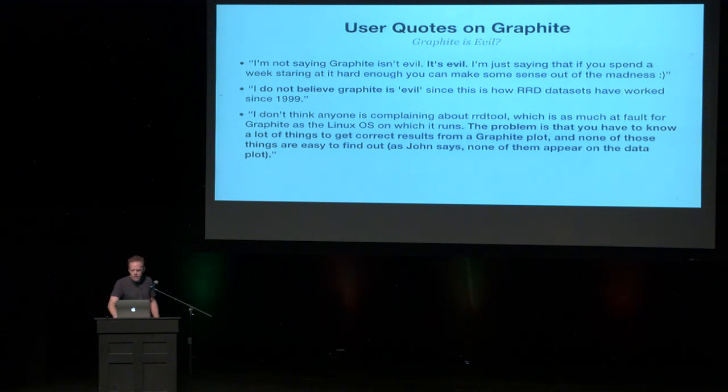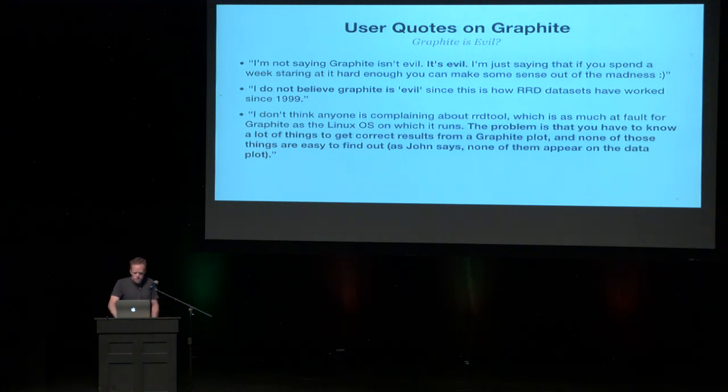This is how RRD data sets have worked since 1999. It's like, come on, get it together. This is how they work. But the last quote sums it up pretty well. The problem is that you need to know a lot of things to get correct results from the Graphite plot. And none of these things are easy to find out. So he's referring to aggregation, intervals, summarizations, the difference between stats counts, and how those get aggregated. And I'll go more into that in a minute.